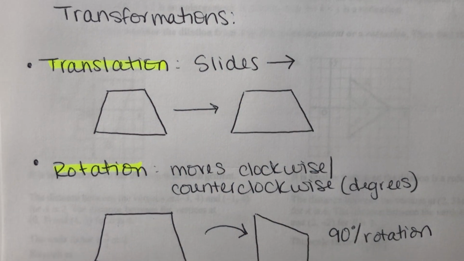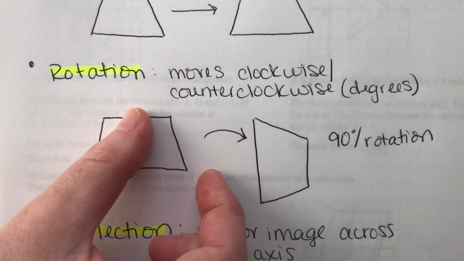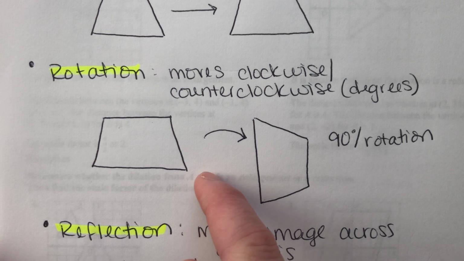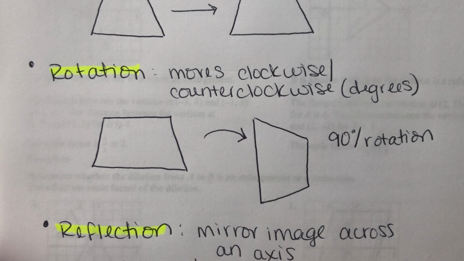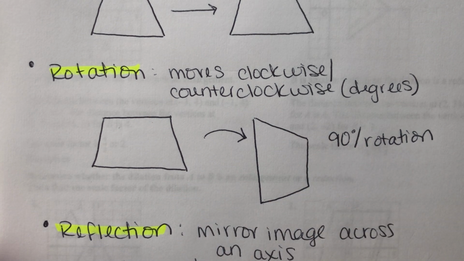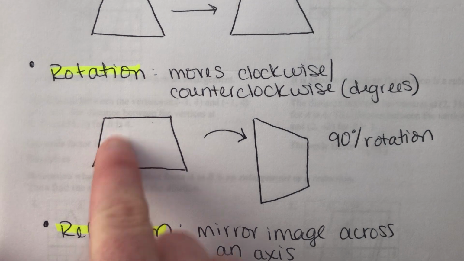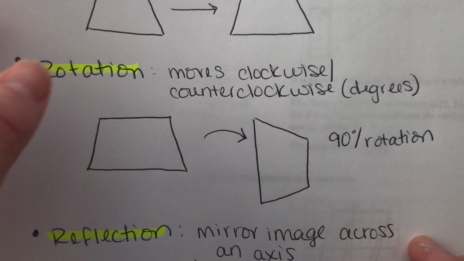That's a translation. A rotation is when you take a shape and you actually spin it, right, on an axis, on a center of rotation, and you can go clockwise or counterclockwise, and you measure how much you've rotated by degrees, right? So you can measure that as well. But a rotation is when you take a shape and you're just twisting it one way or the other.